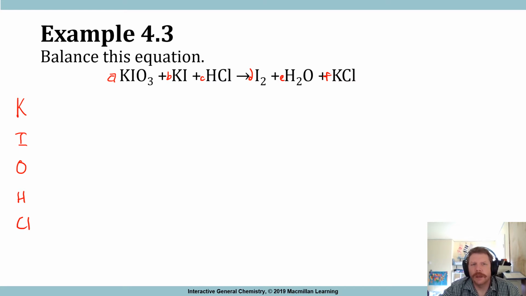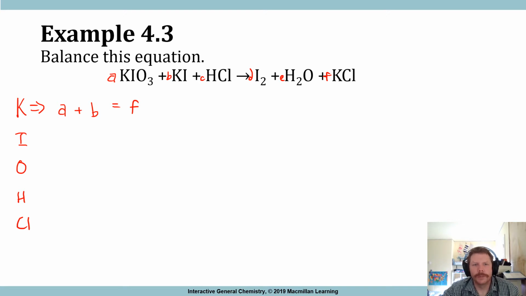So now I can look at each one of the different elements. Potassium, for instance. Where is it found? Potassium is found in molecule A, and there's only one. Potassium is also found in molecule B, and again, there's only one. Potassium is not found anywhere else in my reactants, but it is found in molecule F, and there's only one of them. So I'm going to write this simple equation that says A plus B equals F.